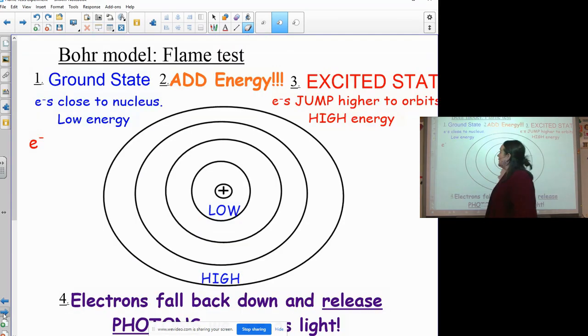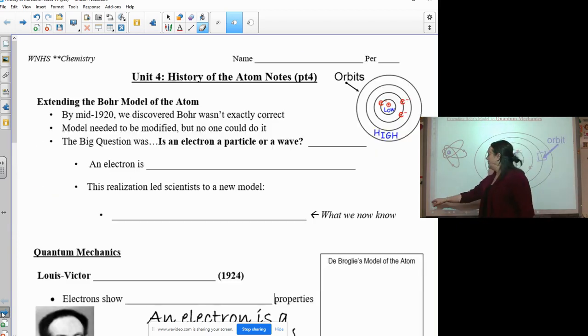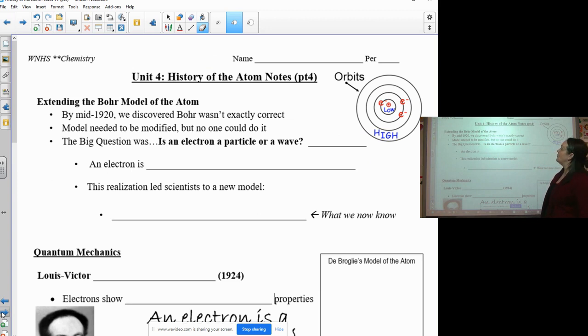So let's go ahead and turn this now to, oops, wrong thing here. That's for the Thursday's lab. Extending Bohr's model to quantum mechanics. So it's Unit 4, History of the Atom Notes, Part 4. So one more turn in our packet here.